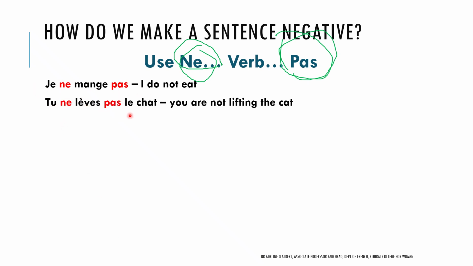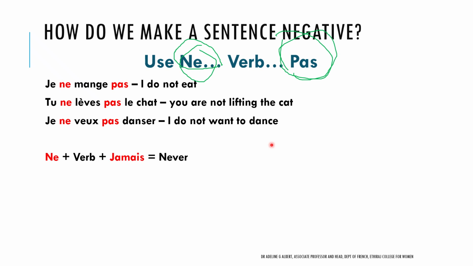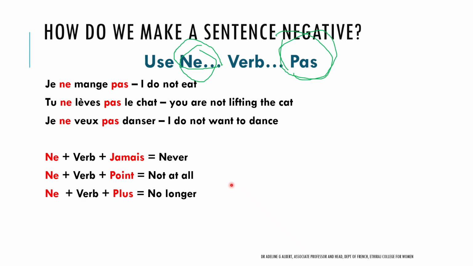Tu ne lèves pas le chat. You're not lifting up the cat. Tu ne veux pas danser. You don't want to dance. Ne, verb, jamais. Instead of pas, if you use jamais, it means never. So if someone wants you to sing on stage, you can say, je ne chante jamais, I never sing. Ne, verb, point means not at all. Alright? Ne verb plus means no longer.